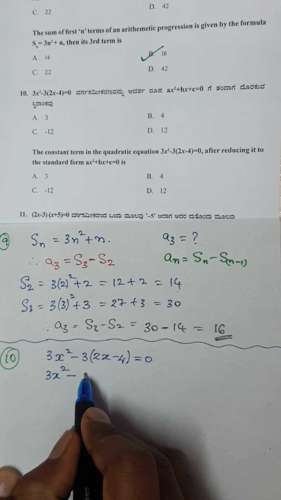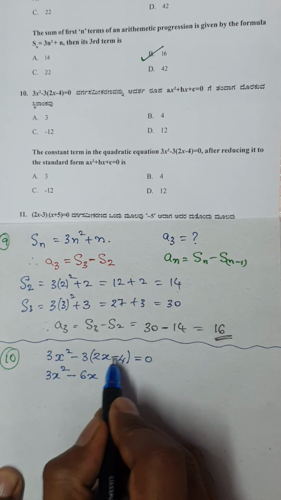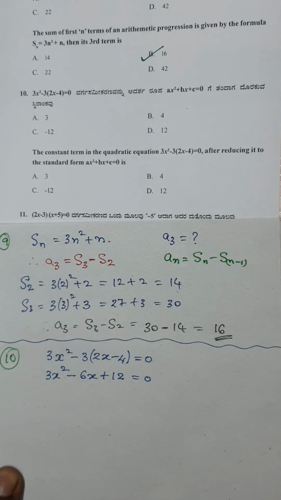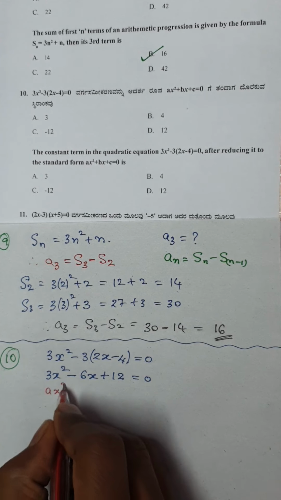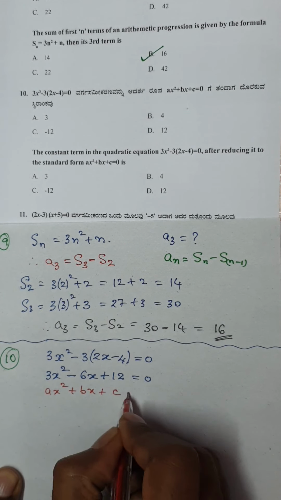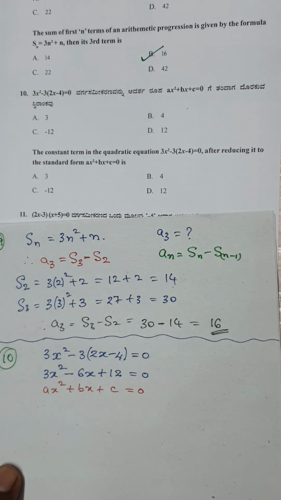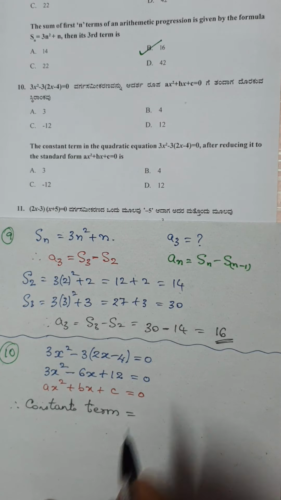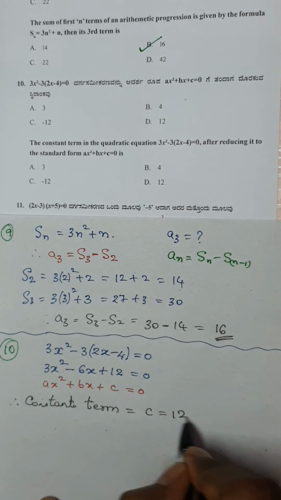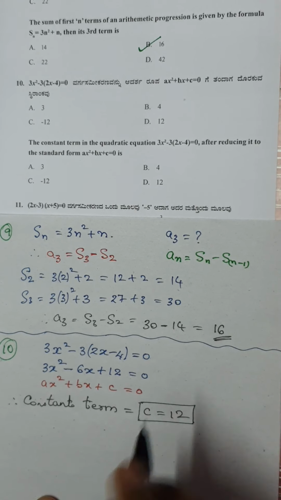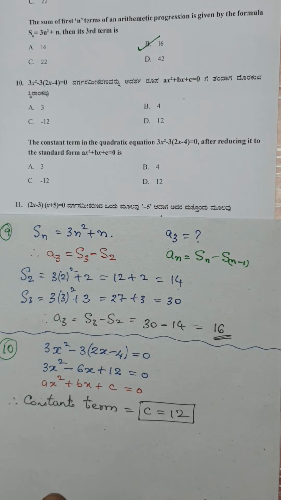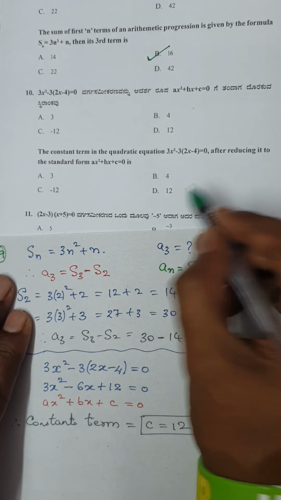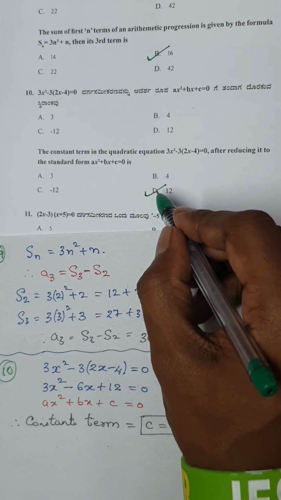So 3x square minus 3 2s are 6x. Please be very careful. Minus into minus becomes plus. 3 4s are 12, is equal to 0. If you compare this to the standard form ax square plus bx plus c is equal to 0, what is the constant term here? Definitely c, and the value of c is 12. Check for your options. You have option A 3, option B 4, option C minus 12 and option D plus 12. So plus 12 is the right answer, which you can find in option D.